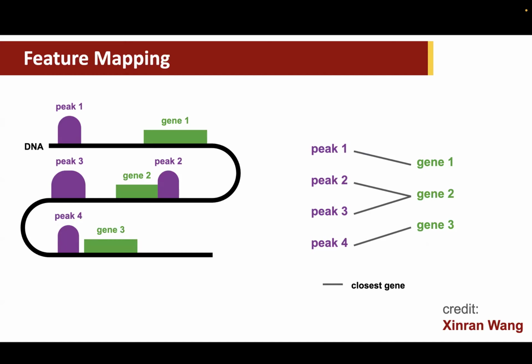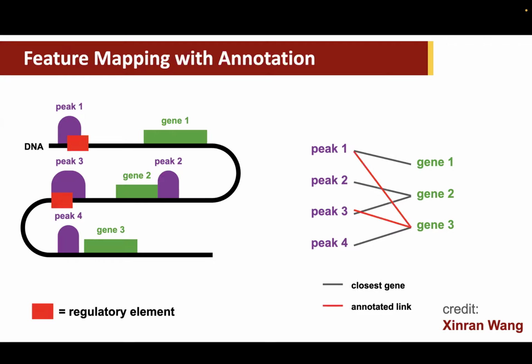And that can do all right. You can get a fair number of the relationships that you should identify from that. But what we're working on is using annotation, because there's a lot of genomic annotation out there for regulatory elements, things like enhancers and promoters, that link them to the genes that they regulate.